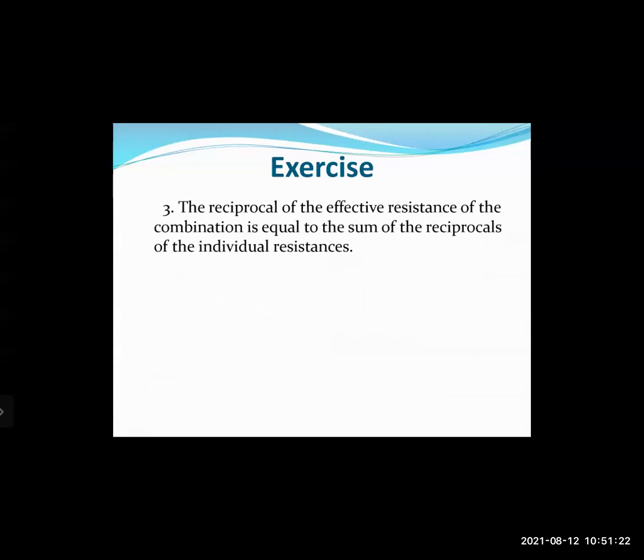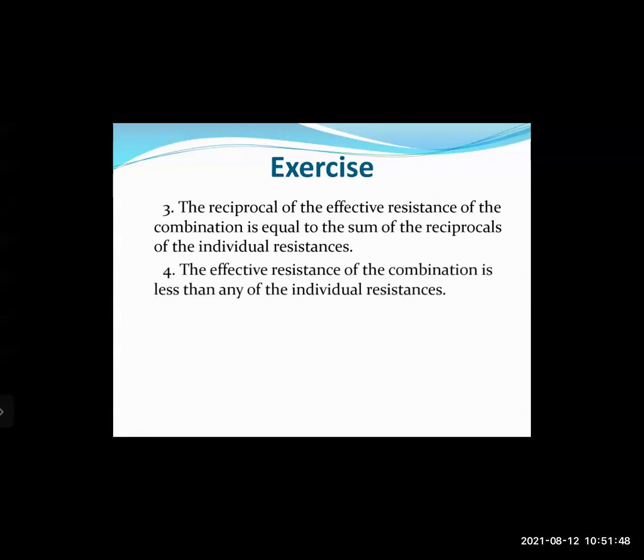The reciprocal of the effective resistance of the combination is equal to the sum of the reciprocals of individual resistances. That means 1 upon Rp, right? 1 upon Rp is the reciprocal of the effective resistance, right? We are writing Rp for parallel combination. So 1 upon Rp will be equal to 1 upon R1 plus 1 upon R2 plus 1 upon R3, which we have seen previously. Then next point.